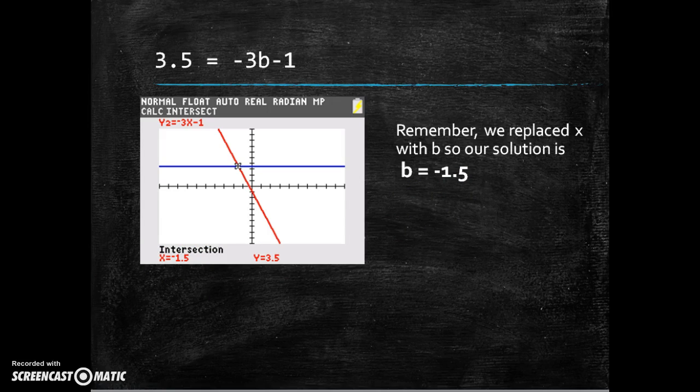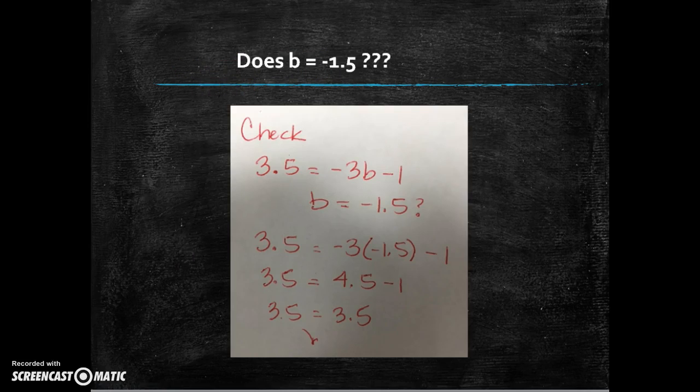Now there's one thing there. Some of you are like, well, how do I know if that's really it? Well, you can do 2 things. One, you could add 1 to both sides and then divide by negative 3. Or you can plug it in. Does b really equal negative 1.5? Plug it in and check.